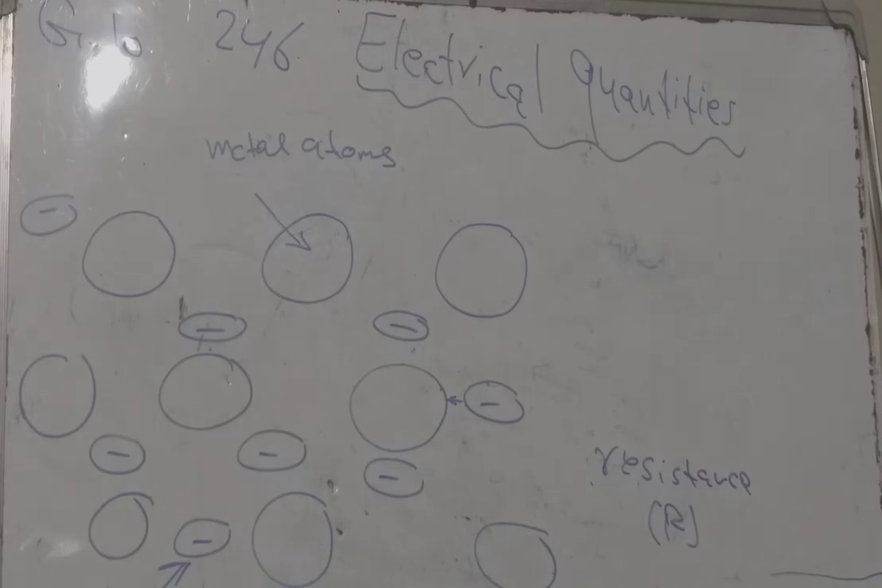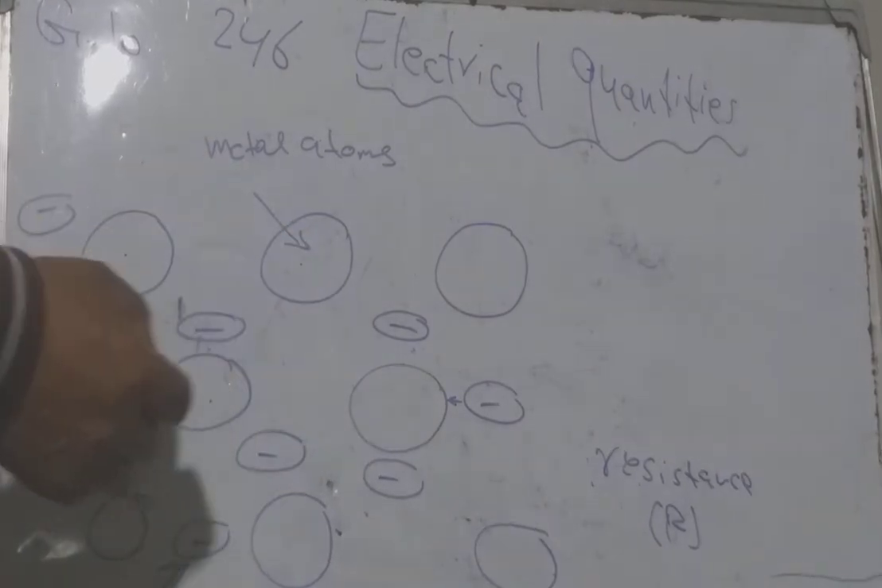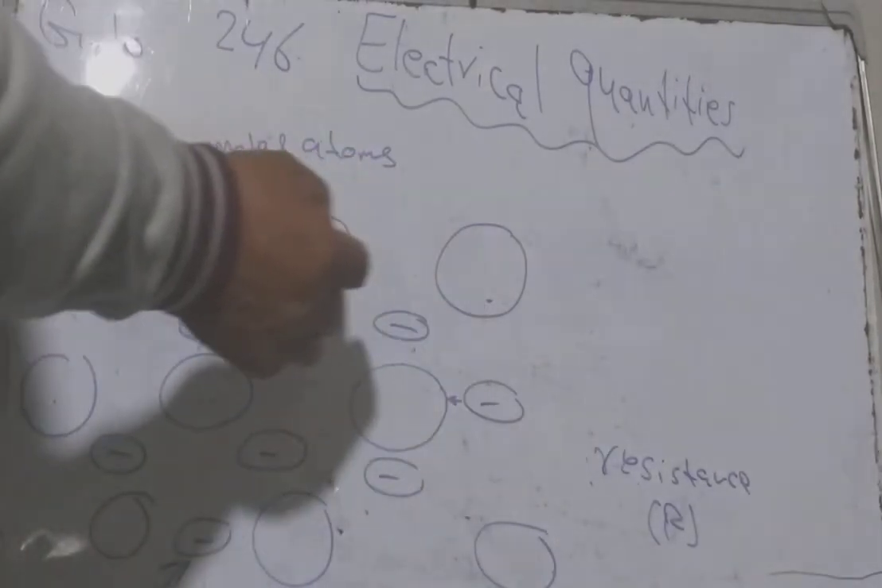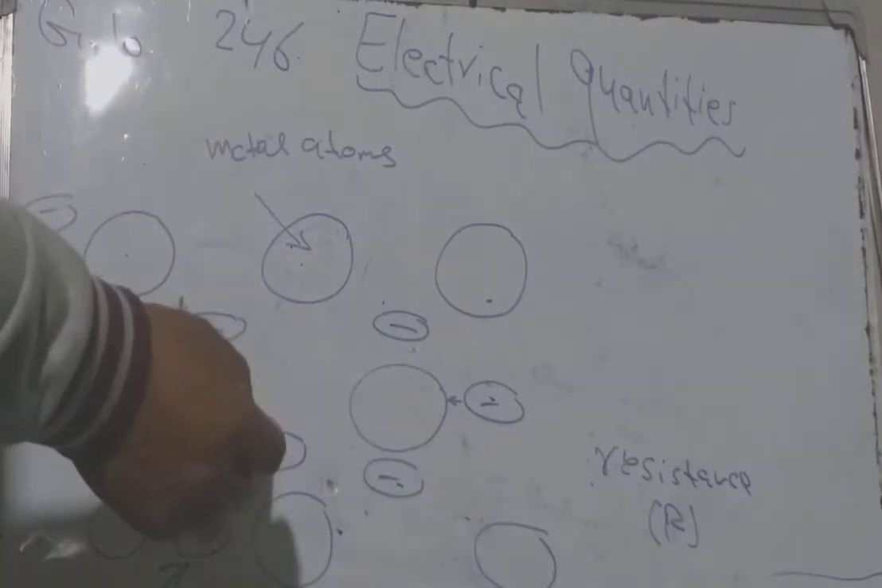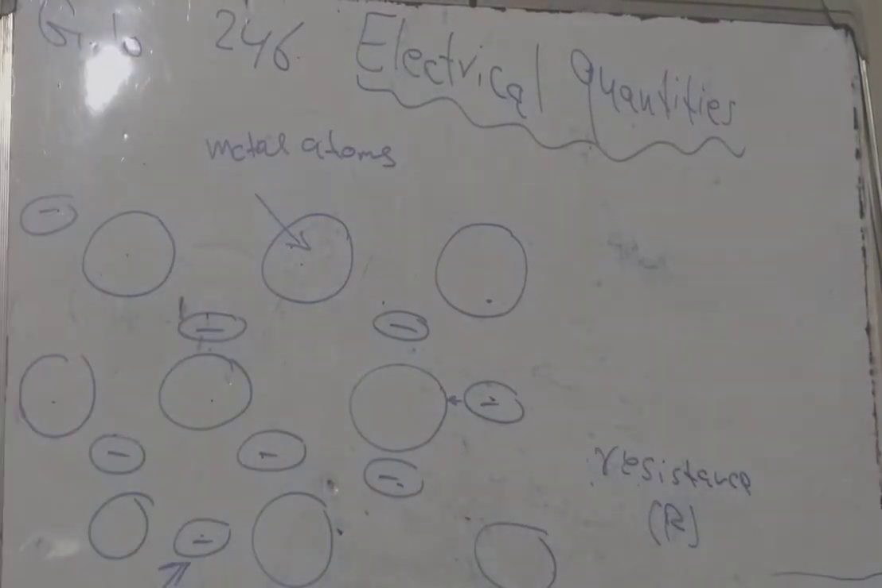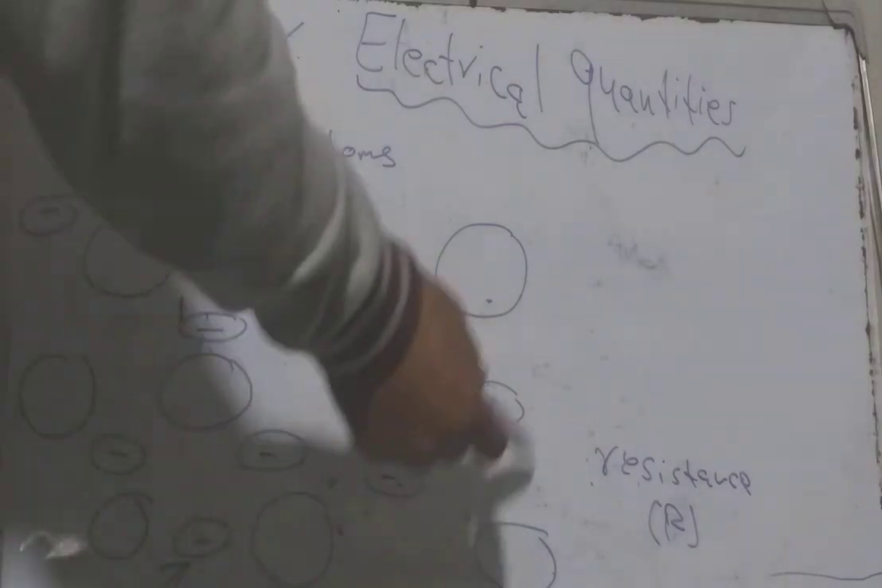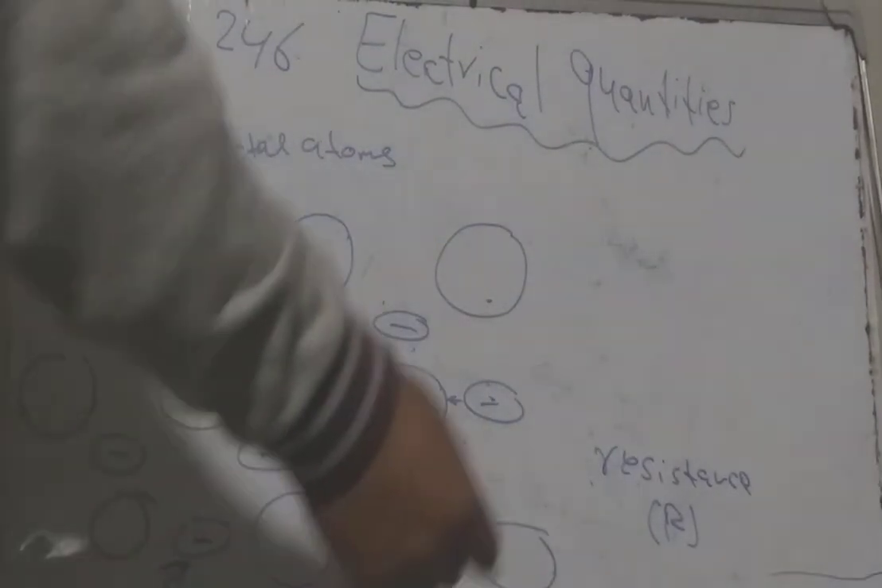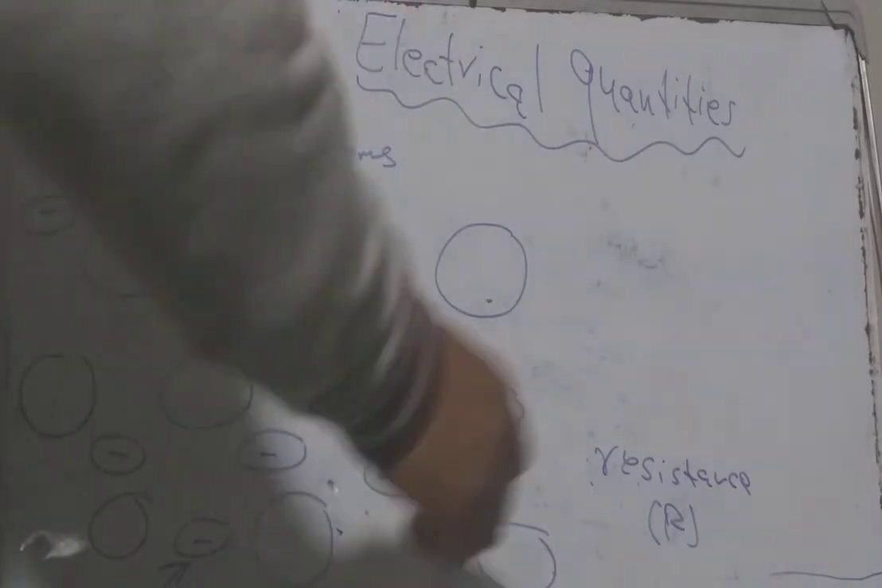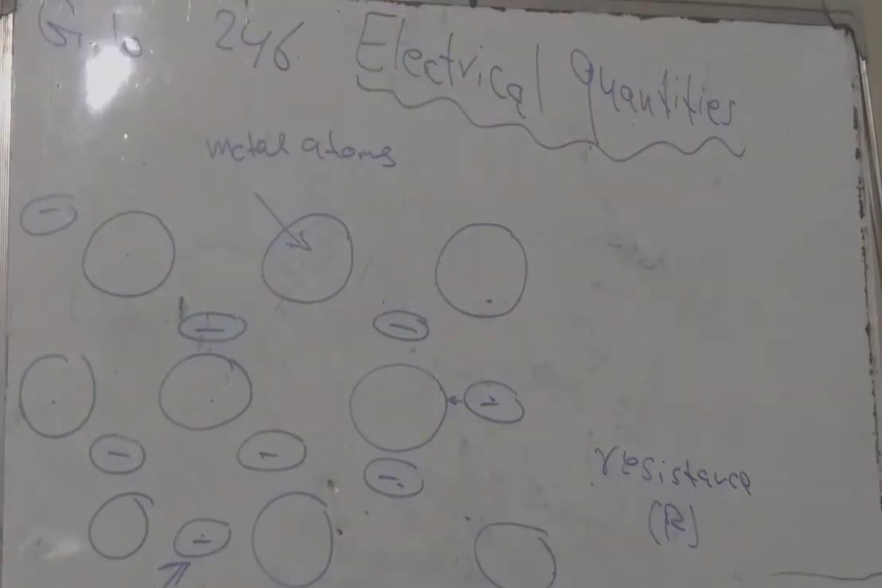So this is any metal structure in which ions are surrounded by electrons: metal atoms surrounded by lots of electrons. We will draw this structure again with some more details. So please turn your book to page 248.